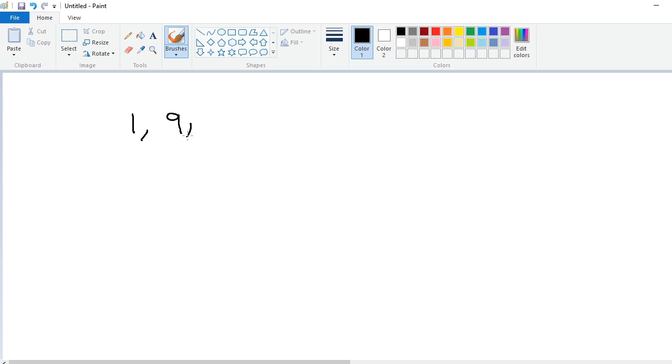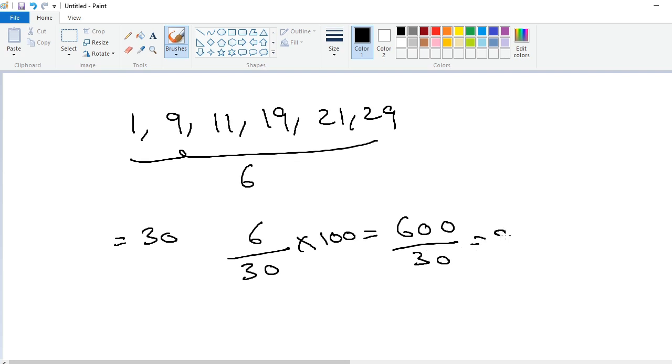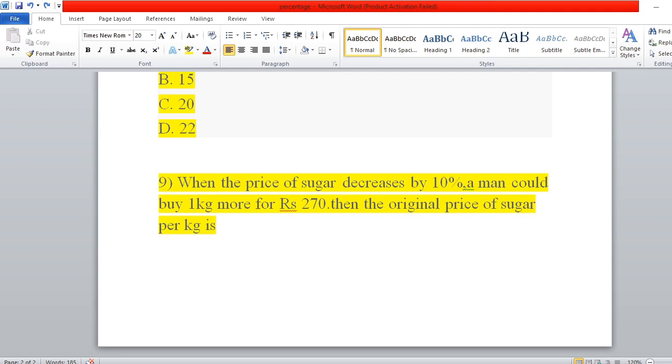1, 9, 11, 19, 21, 29. So there are 6 numbers. Total numbers are 30. So 6 divided by 30 into 100 is the answer. 600 by 30, that is equal to 20% numbers. This is question number 7. It's a very, very easy question. And the last question, 8th question.